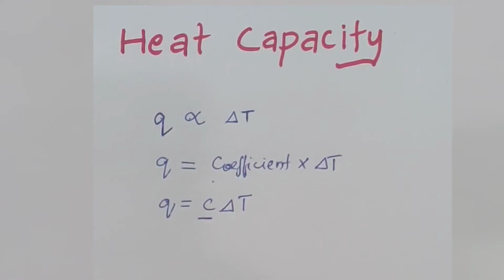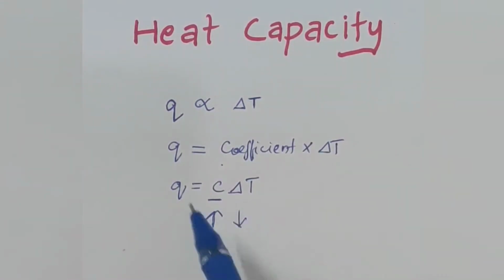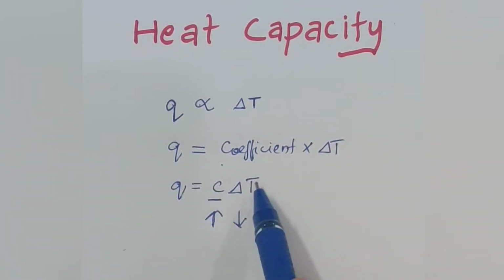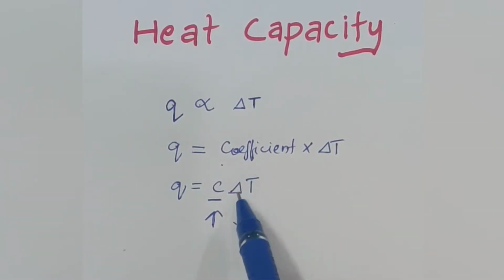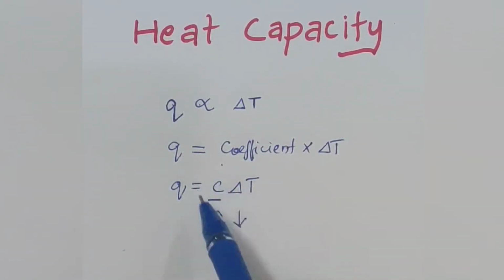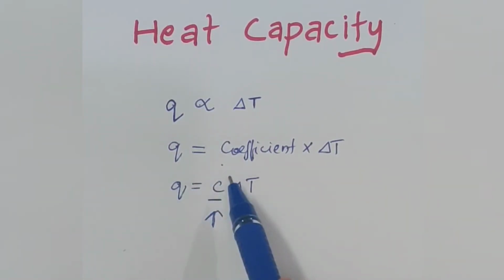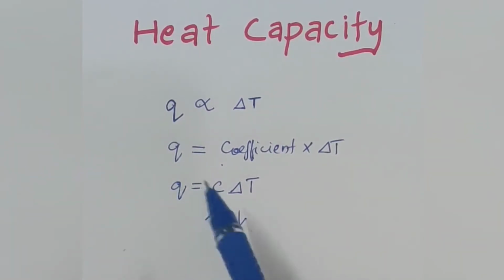We can define heat capacity of a system as the quantity of heat required to raise the temperature of the system by 1 degree. If Q is the amount of heat transferred, then Q is equal to C into delta T. Delta T means rise in temperature, T2 minus T1, and C is the heat capacity, whose magnitude depends upon the size, composition and nature of the system.